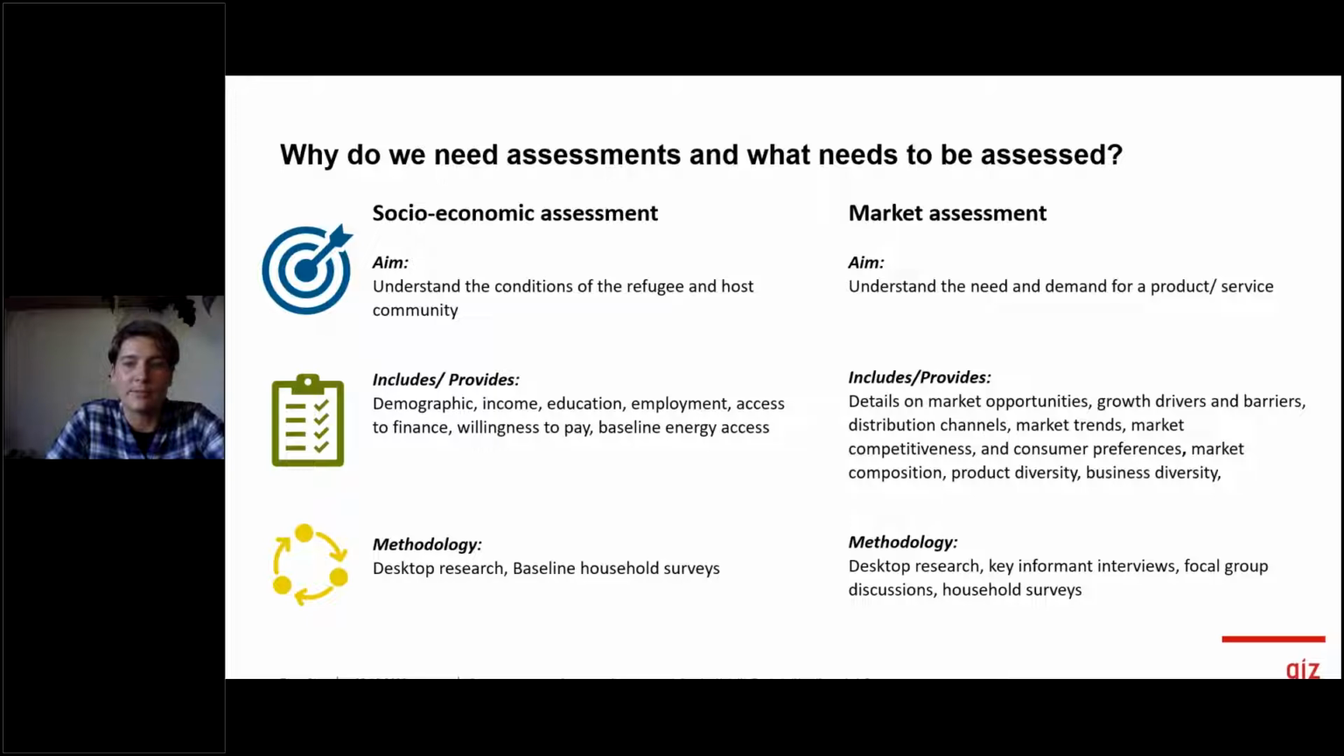I would generally recommend to look into 2 areas of assessment. So one is, as I said, you have to understand the conditions that the community is in. And here we speak about the refugee and the host community. That is very important. You may do an assessment where you find out generally about the demographic, the income of people, employment, access to finance, education, etc., and willingness to pay on certain products, baseline of energy access, etc.